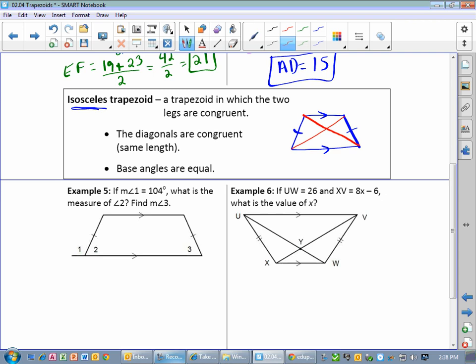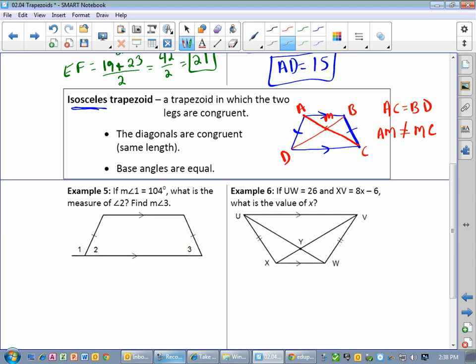Okay, so that's important. That's something that sets trapezoids apart from parallelograms. The diagonals do not bisect each other. However, the diagonals themselves are congruent to each other. So if I call this trapezoid ABCD, then AC is equal to BD. But if I have my intersection point here called M, AM does not equal MC.